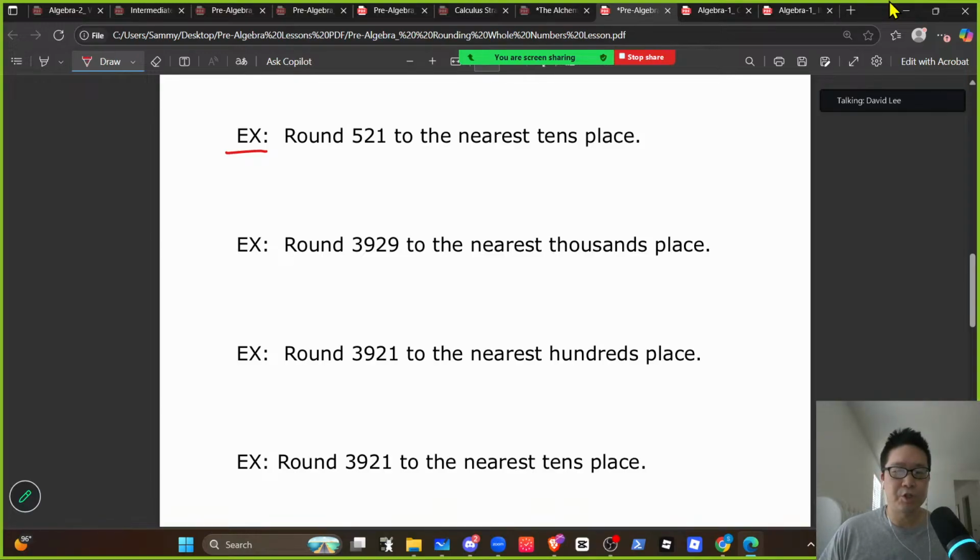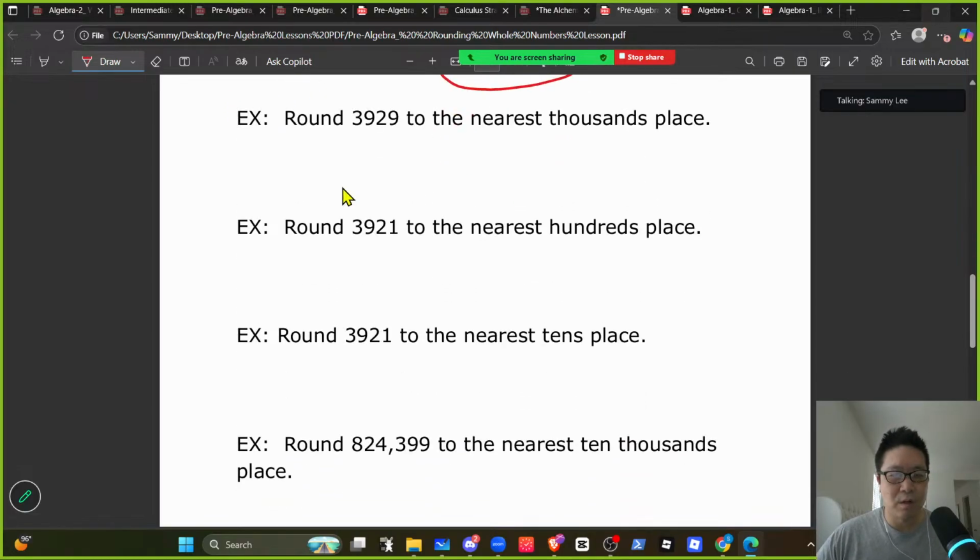All right, done. What did you get? 520. Good, 520. The number in the tens place is the 2. The number to the right of it is 1. So we round down. The 5 stays the same, the 2 stays the same, and everything to the right gets turned into a 0. So 520.